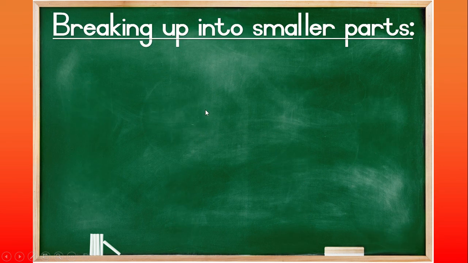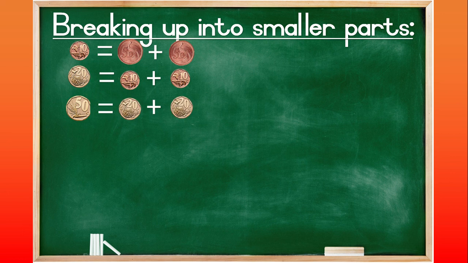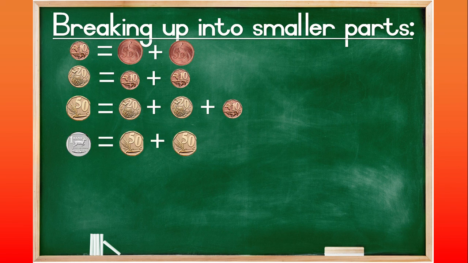We can break up money into smaller parts. Today we are going to be looking at the most common ways to break up the money, the easiest way. 10 cents can be made by adding 2 5 cents together. 20 cents can be made by adding 2 10 cents together. It's the same as with numbers. 50 cents can be made by adding 2 20 cents and 1 10 cent. 1 rand can be made by adding 2 50 cents, or the previous methods that I showed you.